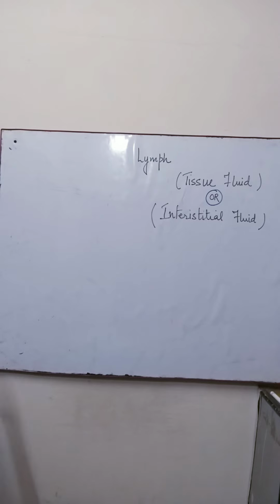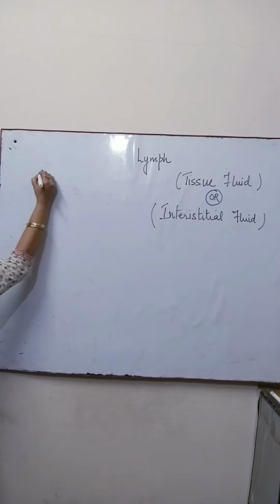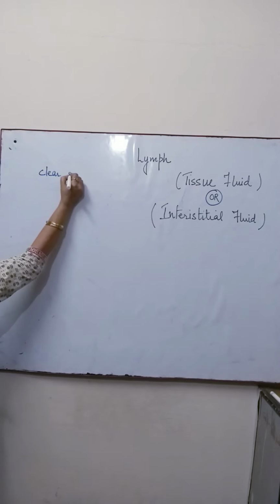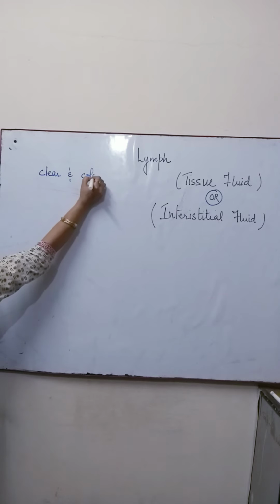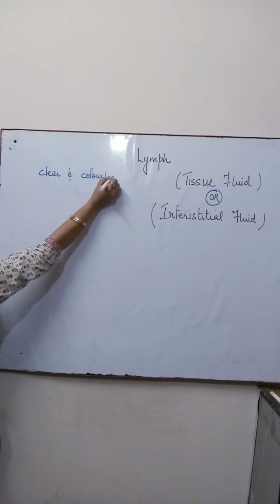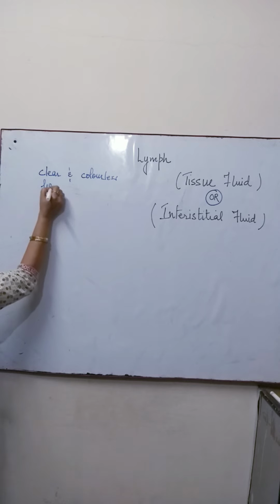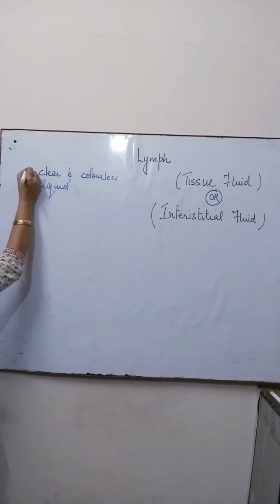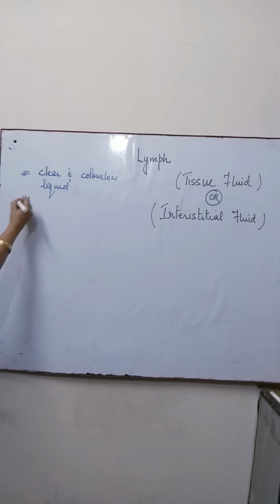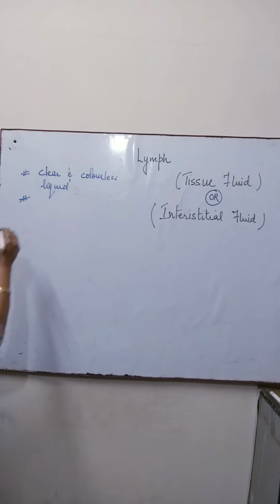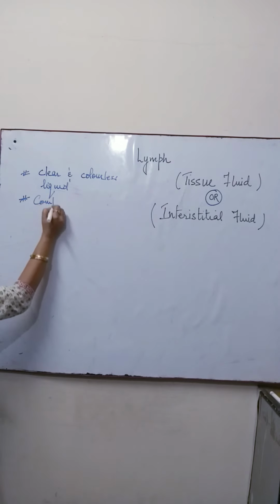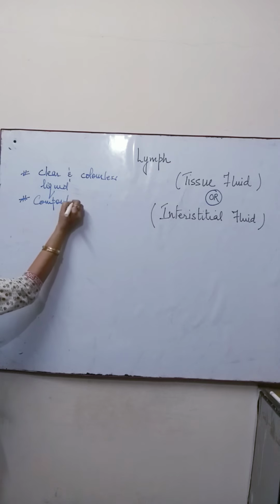So the first thing is it is a clear and colorless liquid. When we talk of the composition of lymph, it is similar to that of the blood plasma.